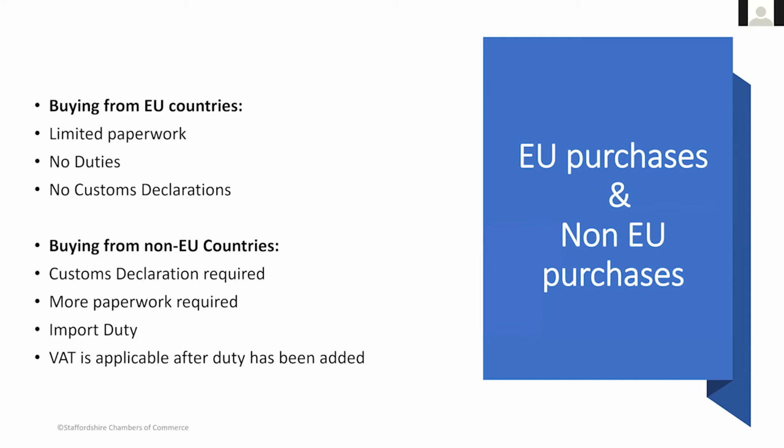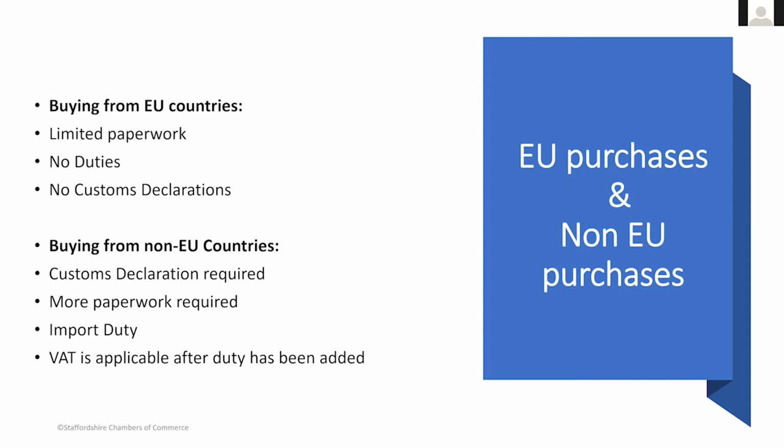So EU and non-EU purchases. As we've already discussed, buying from the EU is very simple at the moment. Limited paperwork, no duties to pay, customs declarations not required, so very easy. However, purchasing from non-EU countries takes longer to process because a customs declaration will be required. Paperwork, most definitely, and import duties and taxes will have to be paid before you will be able to receive the goods. And don't forget the measures, restrictions, licenses you might also need.